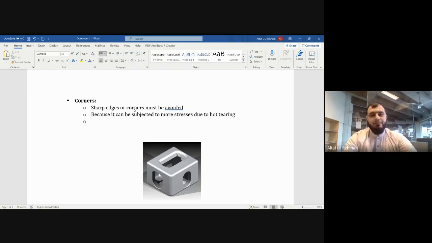And finally, edges must be filleted or blended in such cases. So if this is for expendable mold casting, then we have to fillet or blend the edges of the pattern. And in permanent mold casting, the mold cavity must incorporate these considerations.